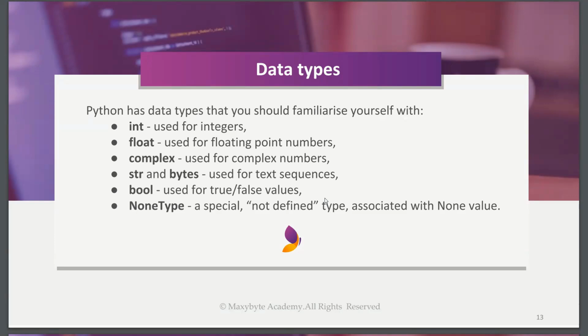And we have what we call the bool. This is used for true or false values. So whether something is true or false: is the light off? It is either yes or no. Is the light on? It's going to be either yes or no. So something that is either true or false, this is what we use that for. The full meaning of that is what we refer to as Boolean. You will see that as we continue, but in short, we call it bool. And we have the NoneType. The NoneType is a special undefined type, and that is associated with the None value.